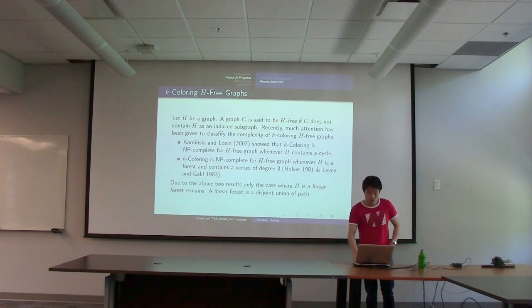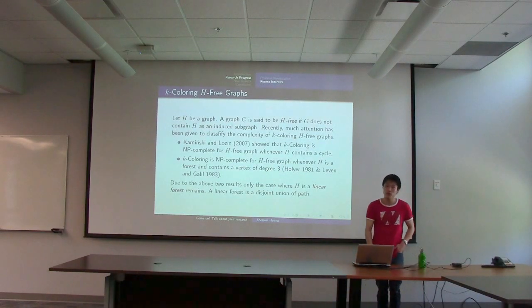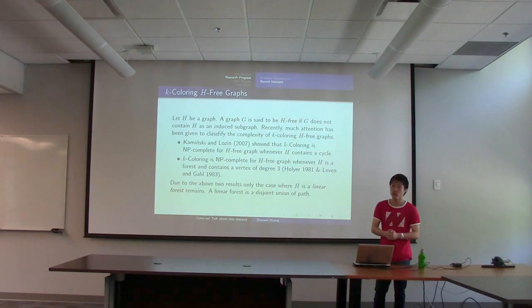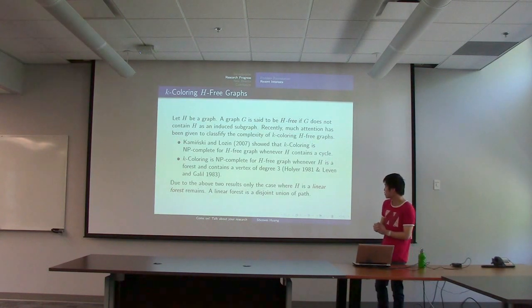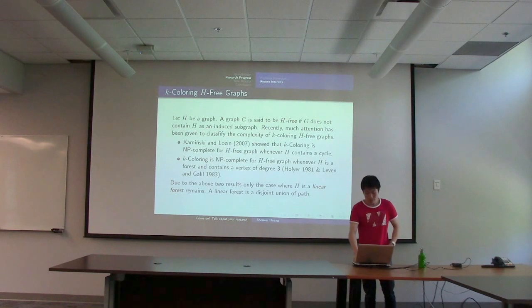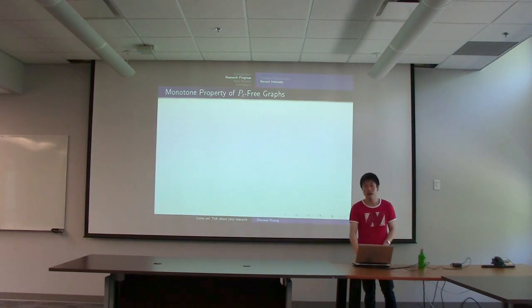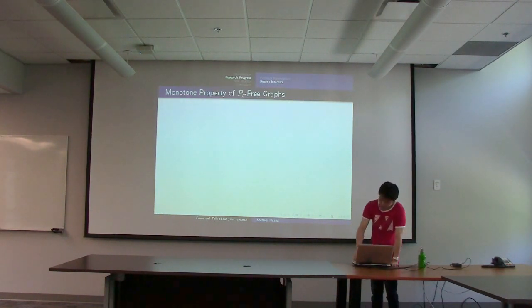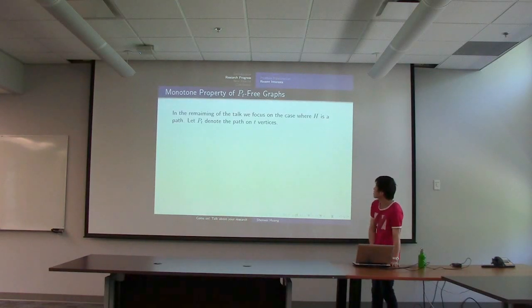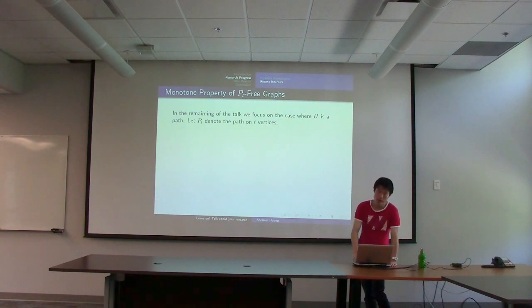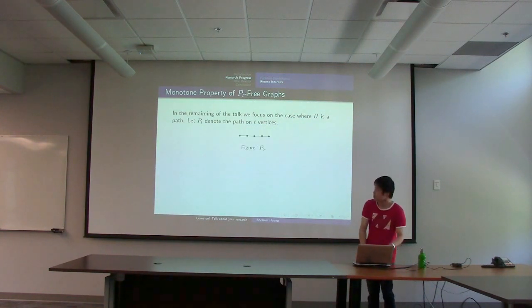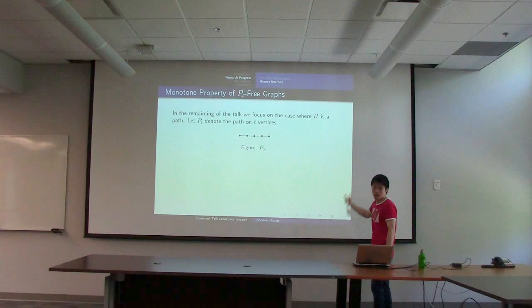So due to the above two results, only the case where H is a linear forest remains. So what is a linear forest? A linear forest is a disjoint union of paths. Of course, the simplest linear forest is just a path, and in the remainder of the talk, we focus on the case where H is a path. So let P_t denote the path on t vertices. So this graph is P5, the path on 5 vertices.